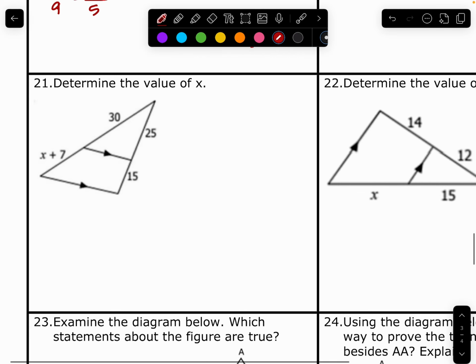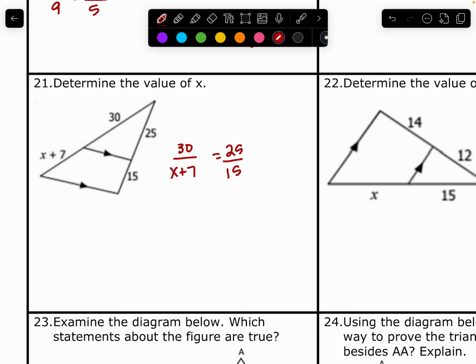All right, number 21, determine the value of x. So since we see these arrows, we can go ahead and do our 30 over x plus 7 equals 25 over 15. And then we're just going to cross multiply and divide. Cross multiply and solve. Okay. So we got that. Looking nice.